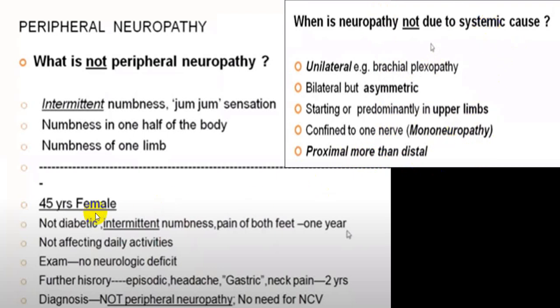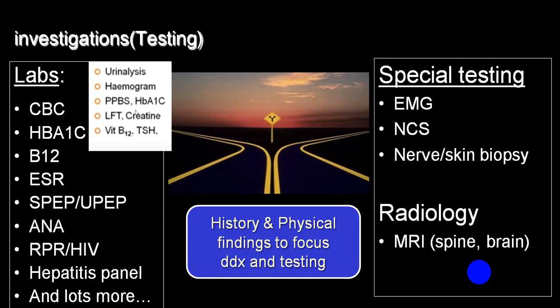deficiency. This is one example: a 45-year-old female, non-diabetic, with intermittent numbness and pain of both feet for 1 year, not affecting daily activities. On examination, no neurological deficit. Further history: episodic headache, gastric complaint, neck pain for the last 2 years. Diagnosis: it is not peripheral neuropathy. No need to do nerve conduction studies. No need for gabapentin or B complex, and it does not even require amitriptyline. So do keep it in mind. Good history, good examination, and proper diagnosis will help you.